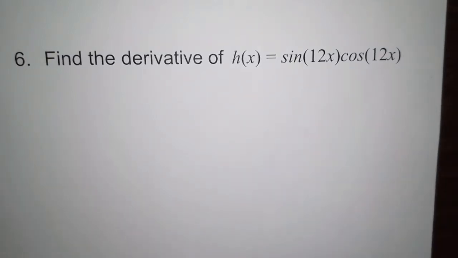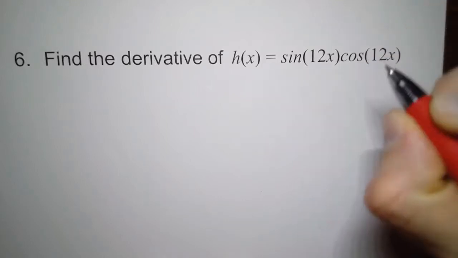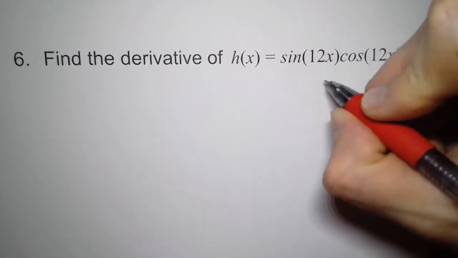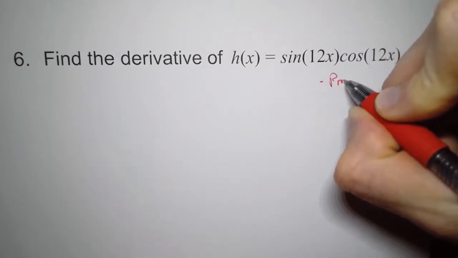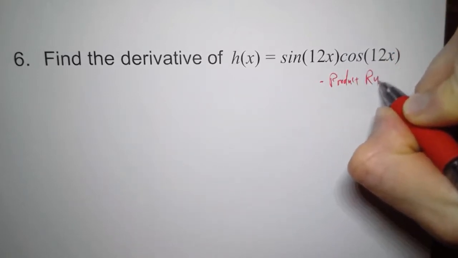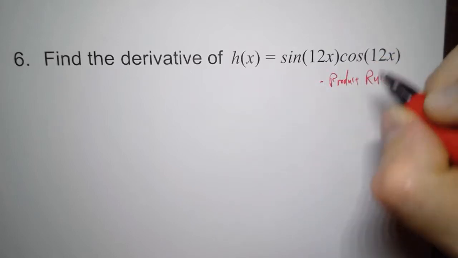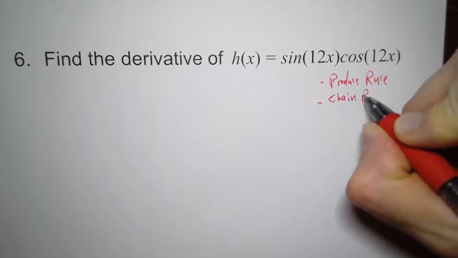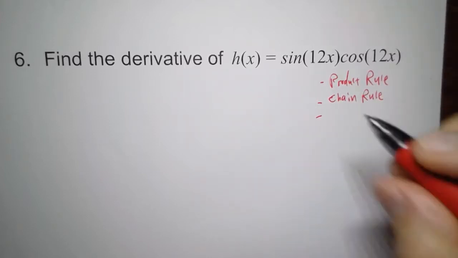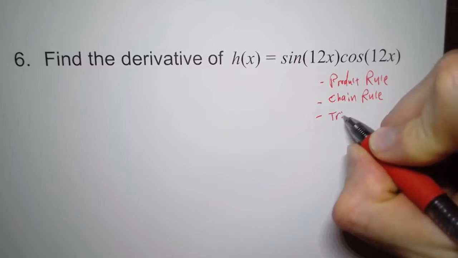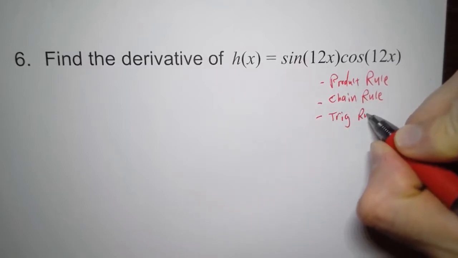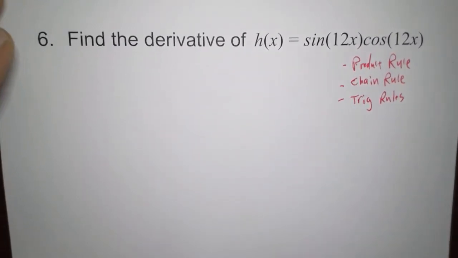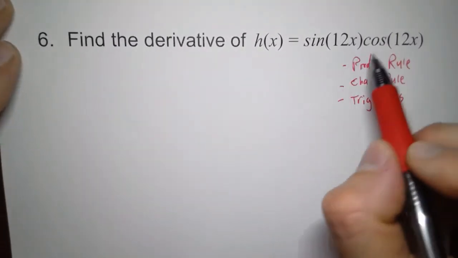So looking at number 16, here we have two functions, sine of 12x, cosine of 12x. So that's product rule. And then we have inside, we don't have x. We have 12x, so that's chain rule. And then finally, we have sine and cosine, so that's trig rules. So our overall function is a product rule. We have this times that.